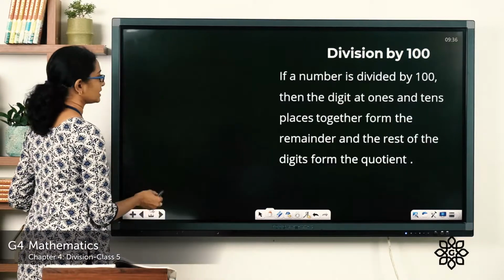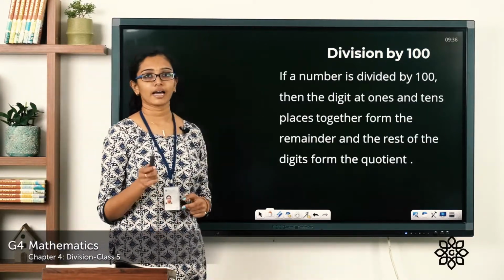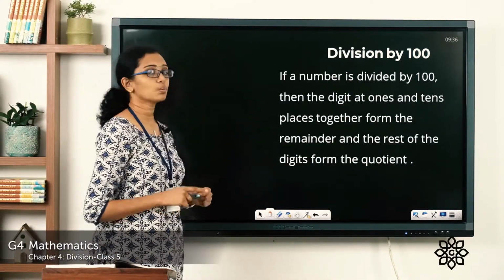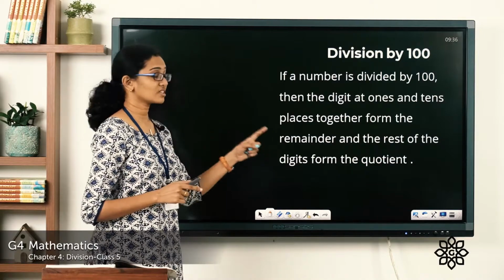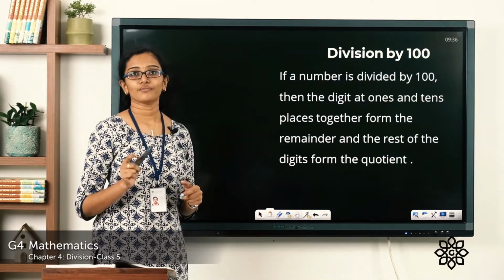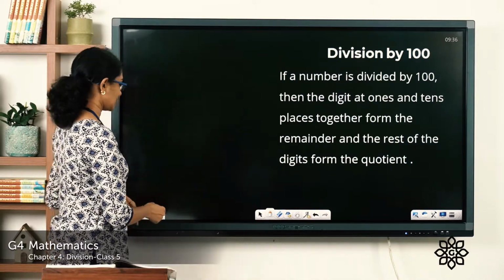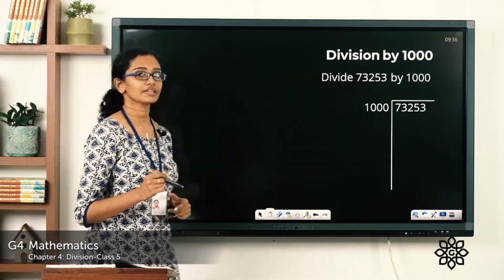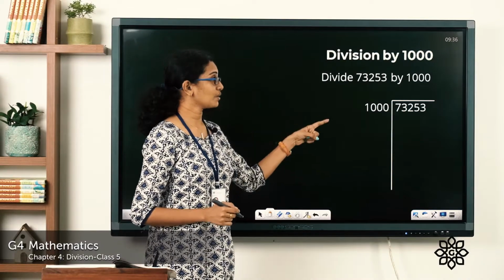See that once again, if a number is divided by 100, then the digit at the ones and tens place together form the remainder, and the rest of the digits form the quotient. Hope this is clear to you. Now we'll see the division with 1000.